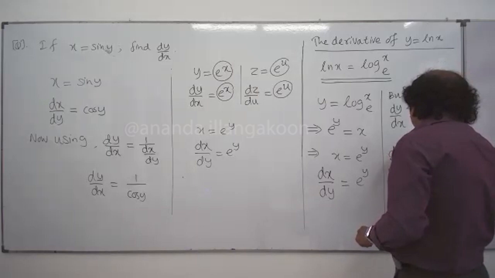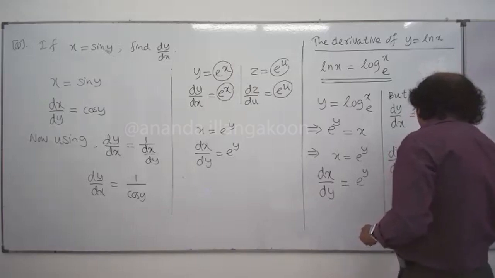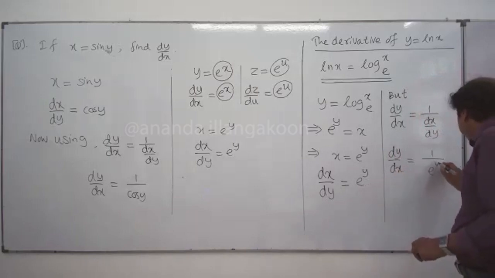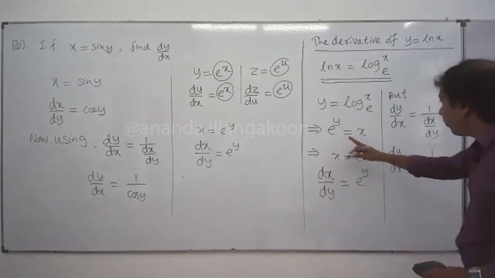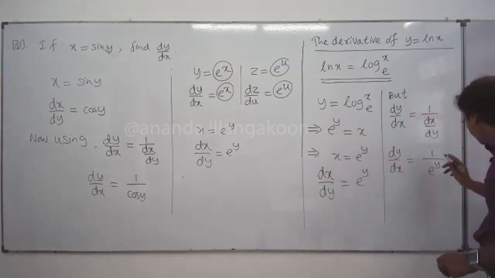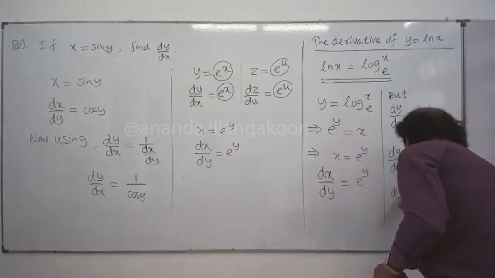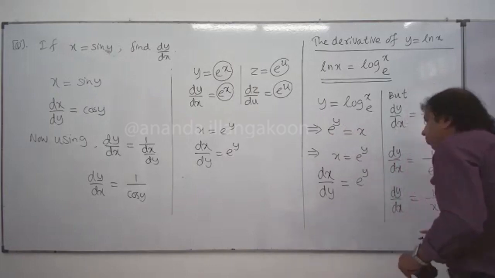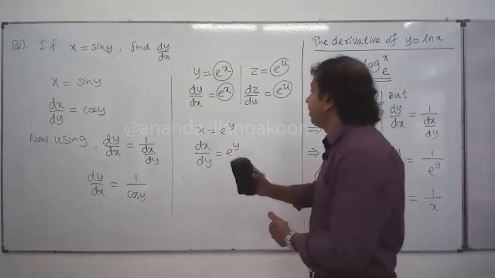Therefore, we can write dy by dx is equal to 1 upon dx by dy. But what is e to power y here? e to power y is x. So therefore, in place of this e to power y, you can put x. dy by dx is 1 upon x. Now by this we can take the next result.